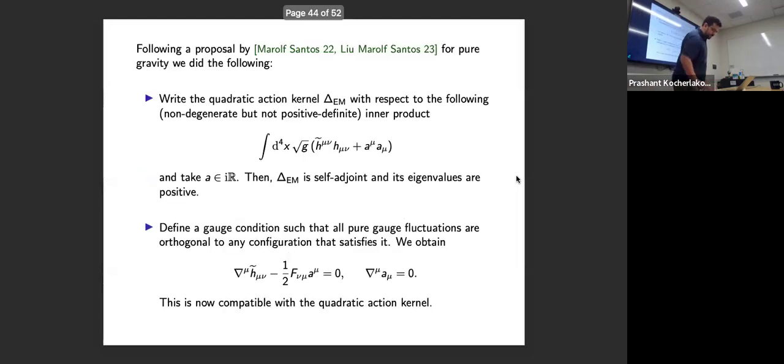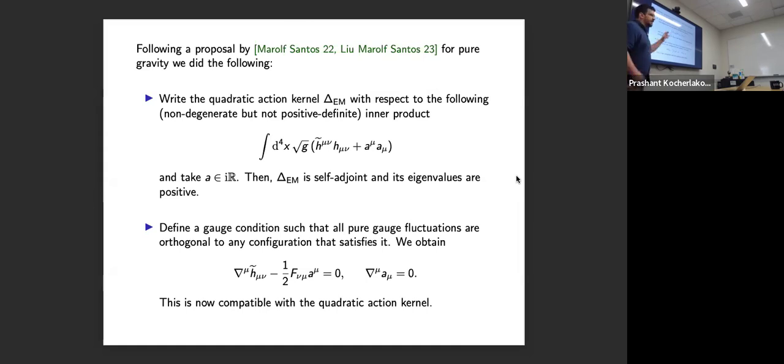Let me show you what we did to fix some of this. We follow the recent proposal by Marolf, Santos and Liu. They did it for pure gravity, and we extended it for Einstein-Maxwell. The first step, which solves the first two problems, is that we write this quadratic kernel delta EM with respect to the following inner product. We define this inner product between fluctuations H and A. This inner product is not degenerate, but it's not positive. So some modes can have negative inner products, some have positive.